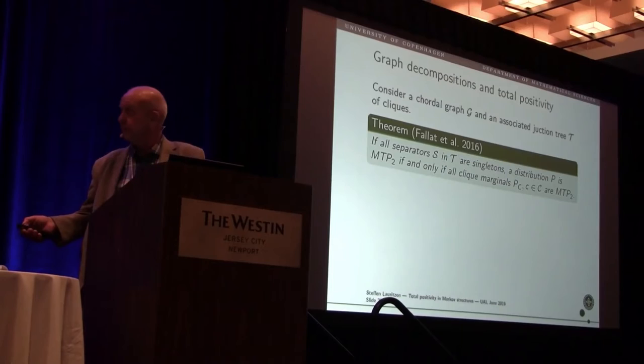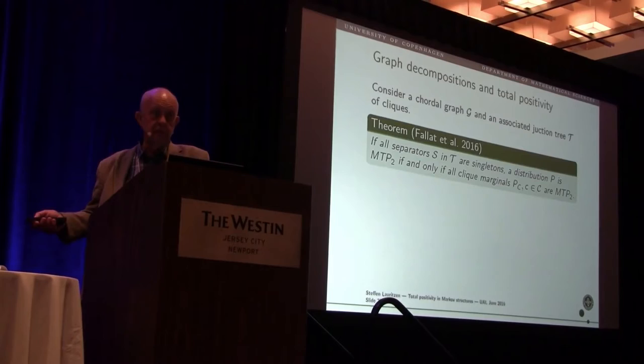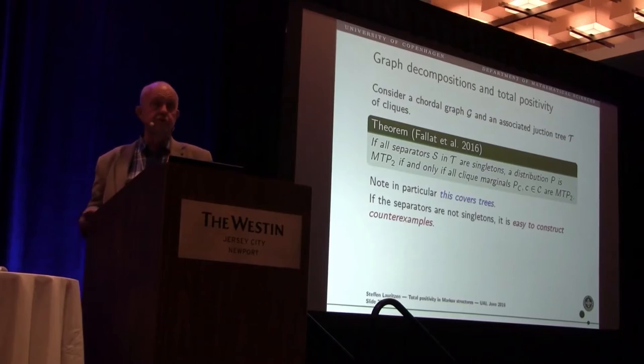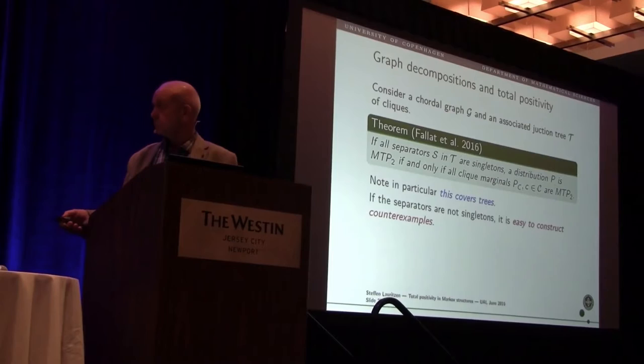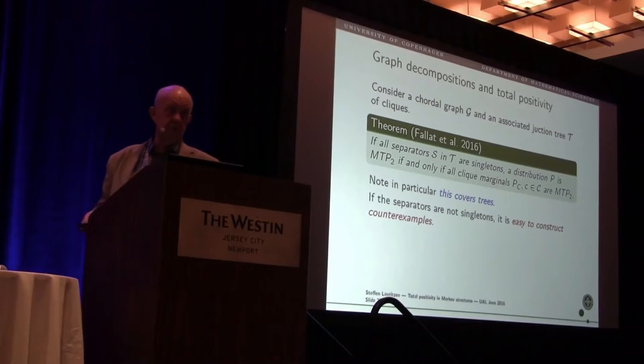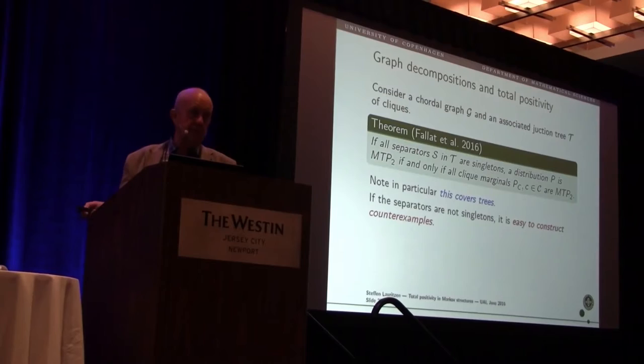This is not necessarily true otherwise. It does cover trees, of course. So if you have a tree, you just have to check by checking along the edges. It's easy to construct counterexamples in the other case. So it's not something that is almost true; you can do strange things to these pairwise connections. This is true in the Gaussian case as well, so it has nothing to do with being Gaussian.